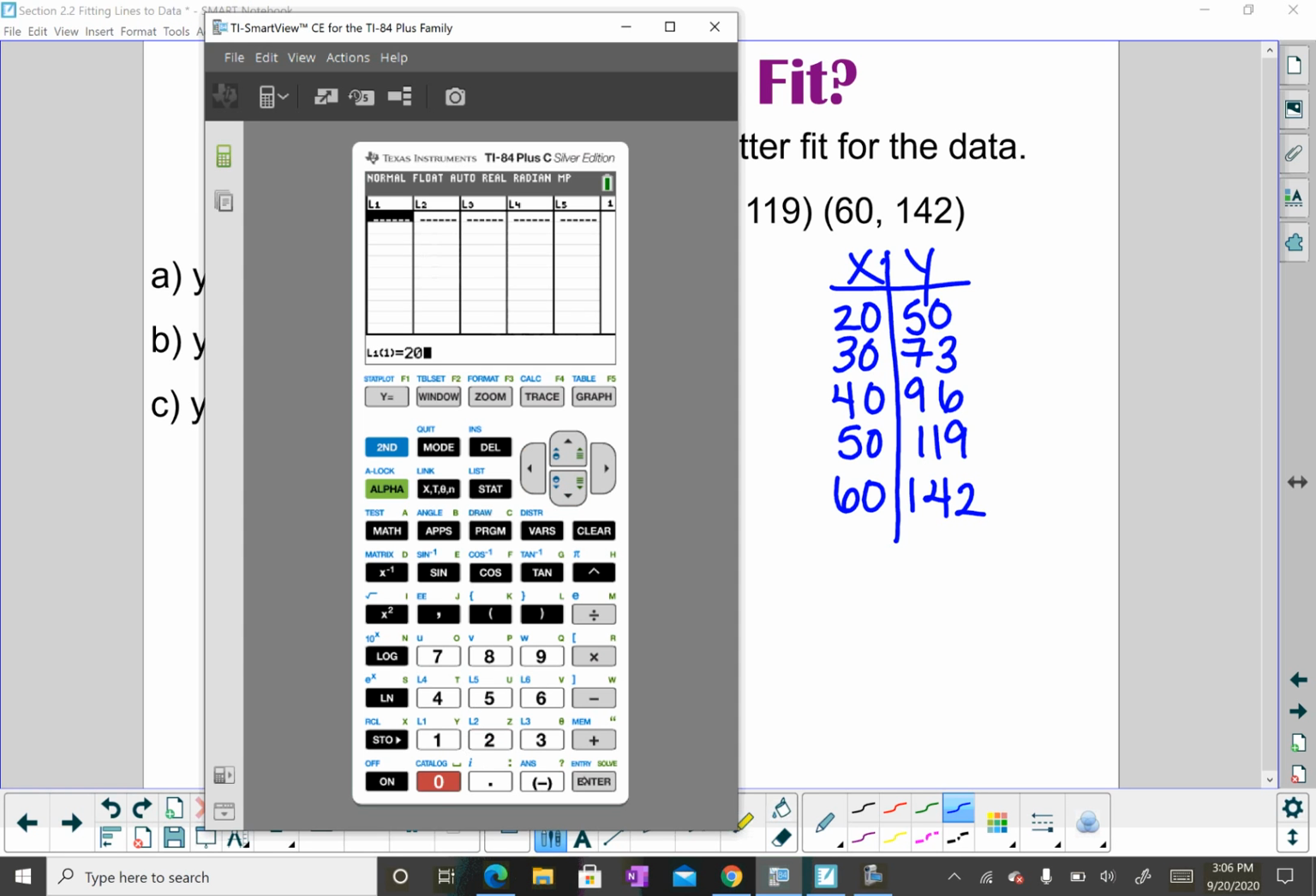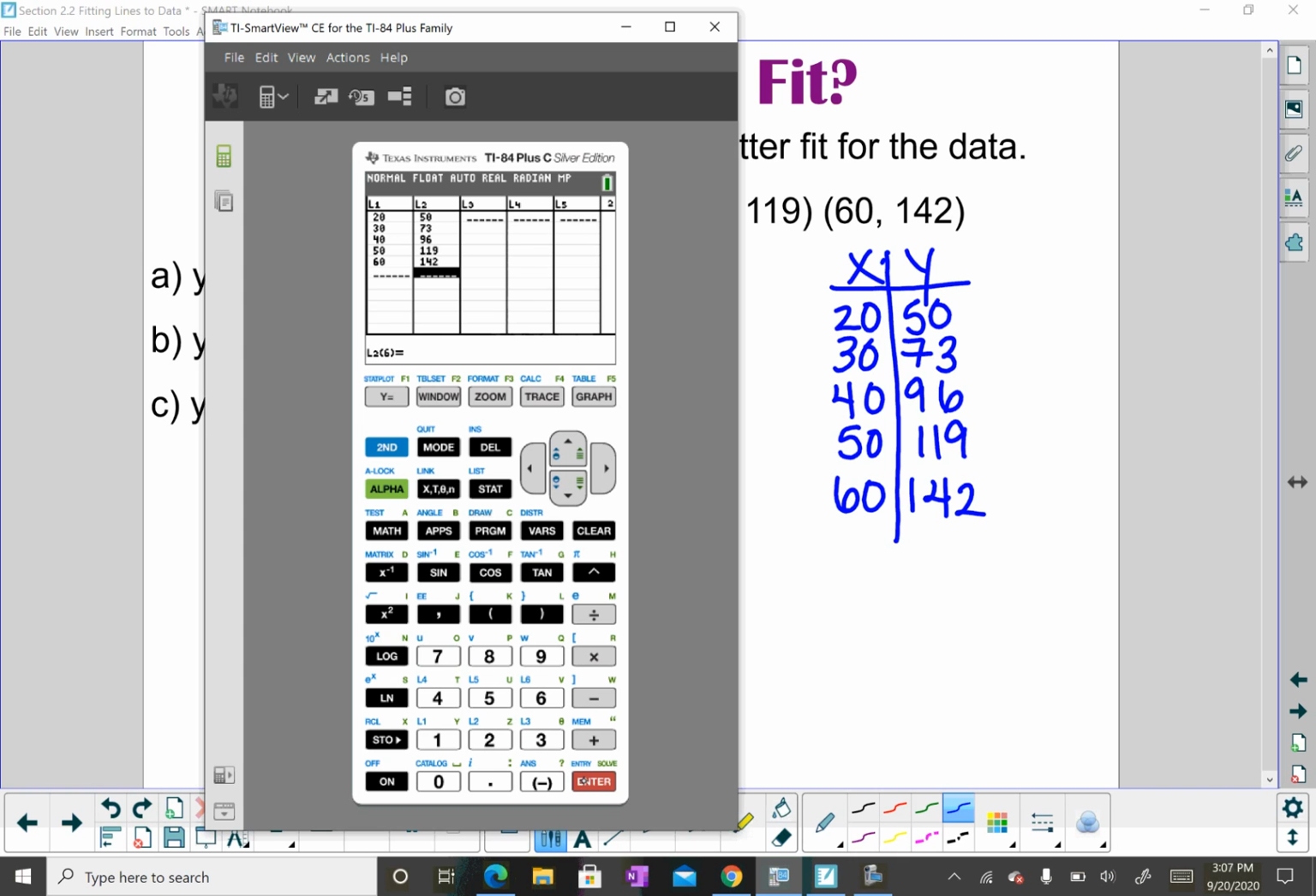Okay, my X's are 20, 30, 40, 50, and 60. My Y's are 50, 73, 96, 119, and 142.